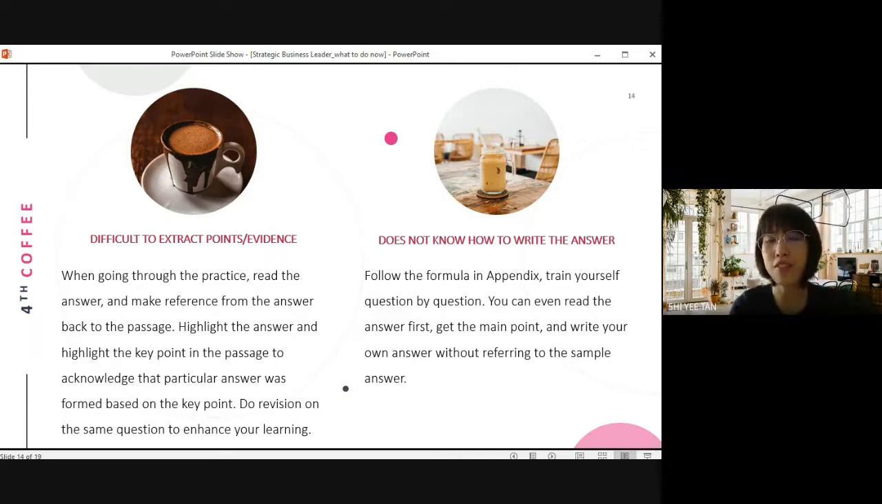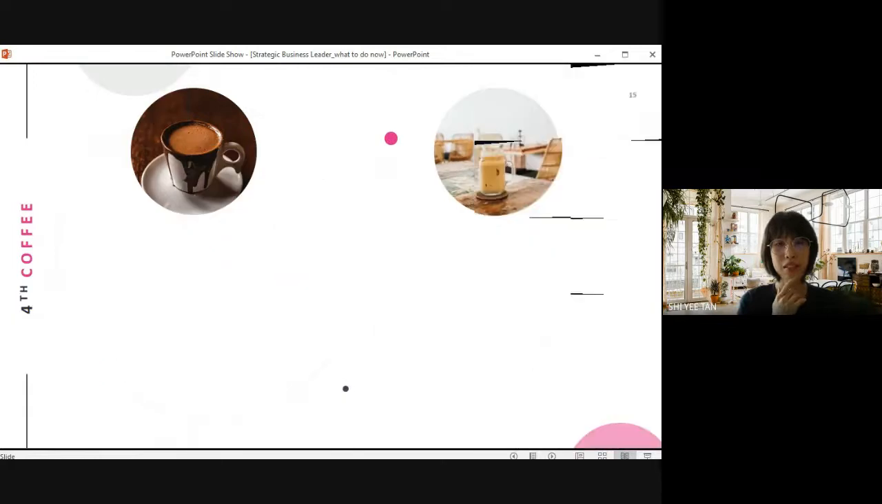You can even read the answer first for this particular question. After you analyze the requirement, you read the answer first, get the main points, and then close the answer and write your own answer without referring to the sample answer. The more you practice, the more familiar you get with writing the answer. You will not have this issue of what should I write in the next sentence anymore. The more you practice, the smoother the process becomes. Okay. And last but not least, some students have this issue.